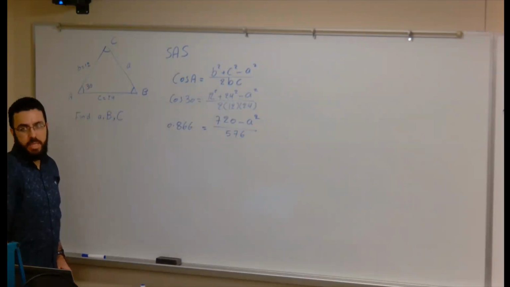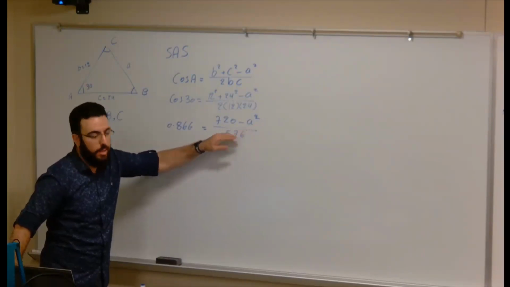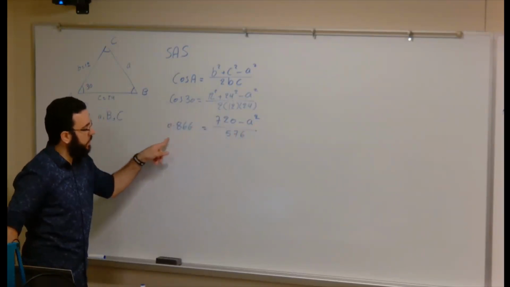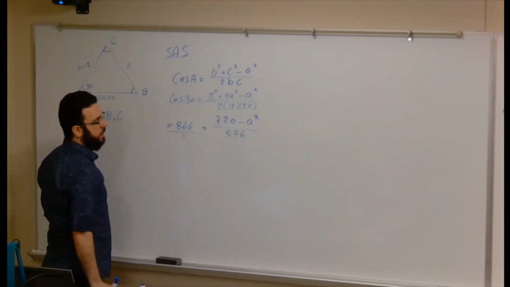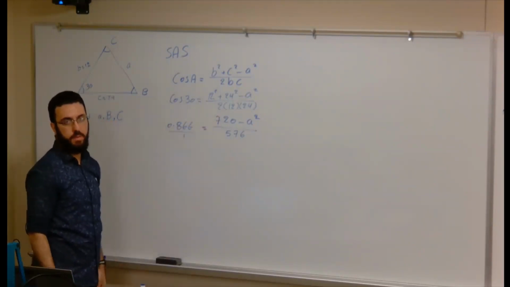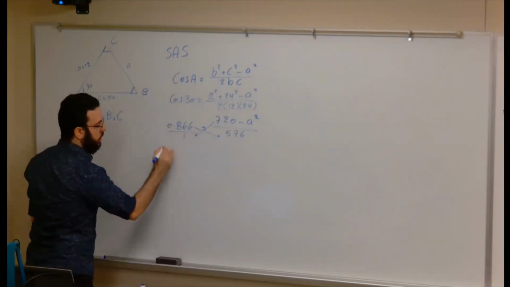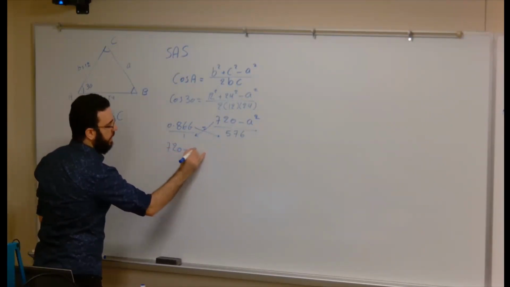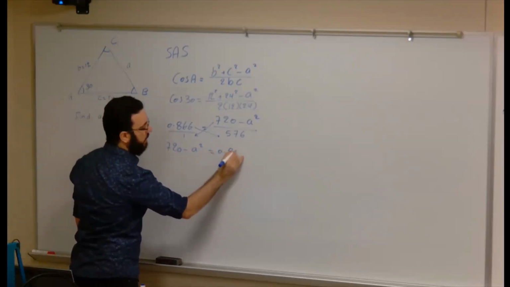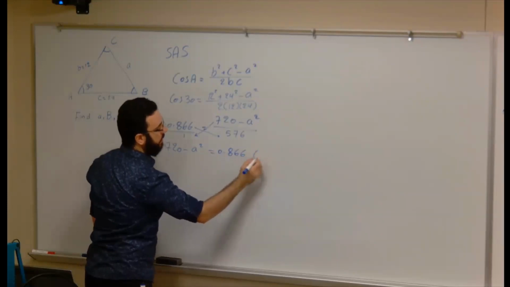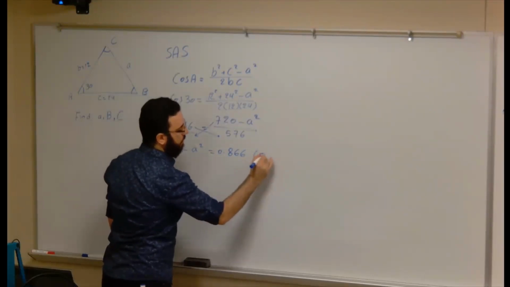Now, who can tell me what's the next step? I have only one variable here, I need to find the value of A, and everything else is a number. Can I write down this number over 1? Yes or no? Then can I do cross product? That means this side times 1, and this number times 576. So it's going to be 720 minus A squared equals 0.866 times 576.